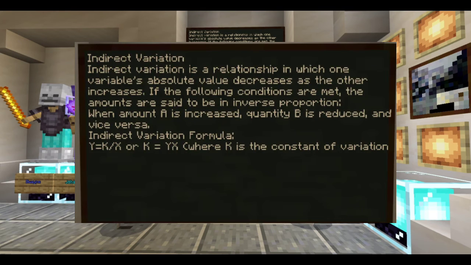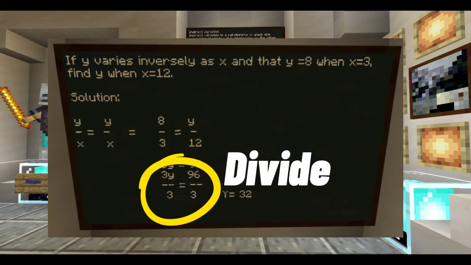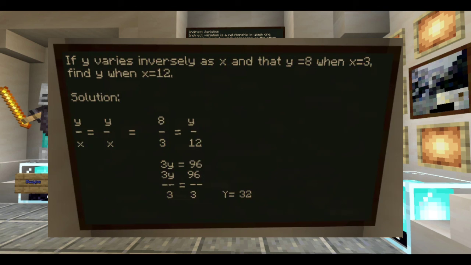variation. If y varies inversely as x and y equals 8 when x equals 3, find y when x equals 12. y over x is equal to y over x. 8 over 3 is equal to y over 12. 3y is equal to 96. 3y and 96 over 3, cancel out 3. So y is equal to 32.